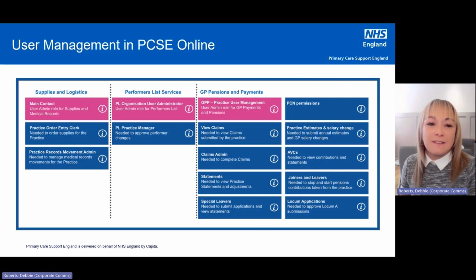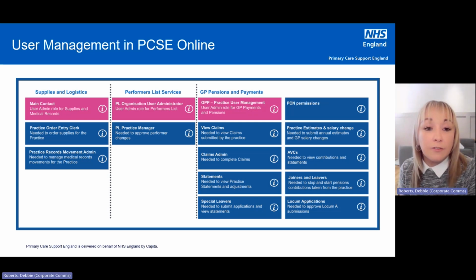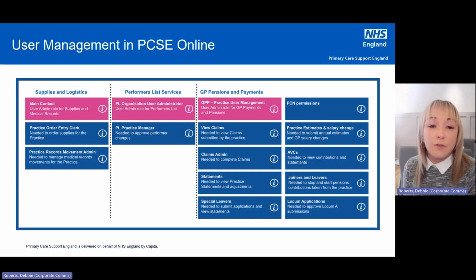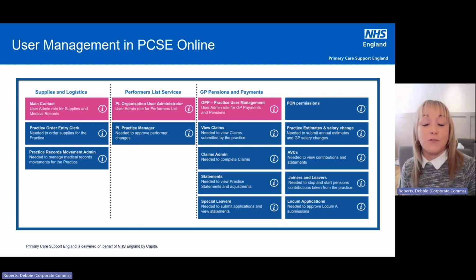Okay, so I just wanted to show you this slide just to give you a little bit of a visual on how the user management works in PCSE Online. As you can see, each area has been split out separately. So you've got supplies and logistics, you've got the performer list services, and then you've got GP pensions and payments. The user administrator for each area can only assign roles that link to that service. So the main contact user administrator will only be able to assign roles related to supplies and logistics. So that will be giving roles for people to order supplies or roles for people to manage the movement of medical records at the practice.